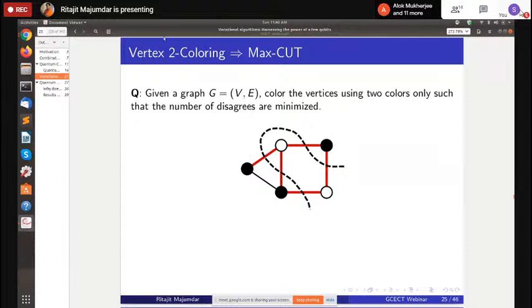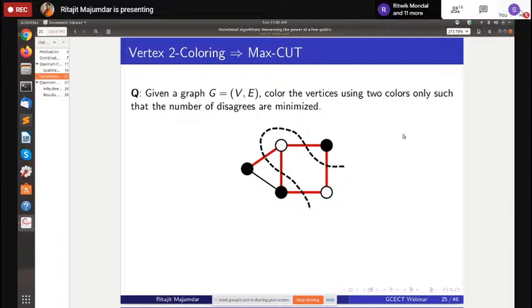And these two problems, the vertex 2 coloring and max cut, are equivalent. I'll talk about that, but it will be easier to show this using vertex 2 coloring. What is a vertex coloring problem? You are given a graph, you are allowed k colors, and you need to assign a color to each vertex with one condition: no two neighboring vertices should have the same color. By neighboring vertices, I mean for an edge, the two vertices should have different colors.